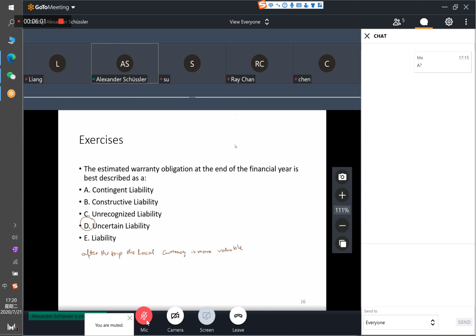Then this is the next one. The estimated warranty obligation at the end of the financial year is best described as contingent liability, constructive liability, unrecognized liability, uncertain liability, or liability. What is correct?